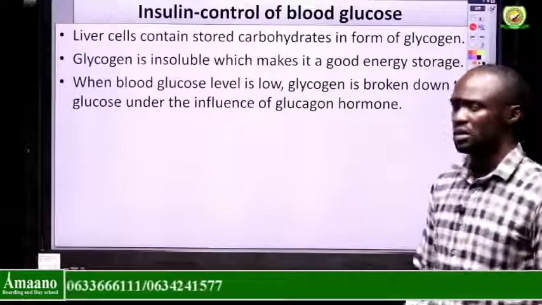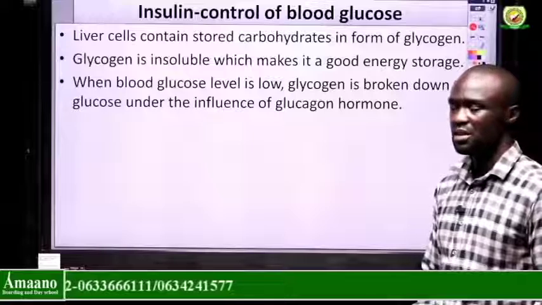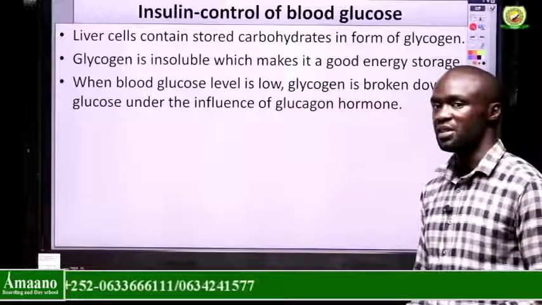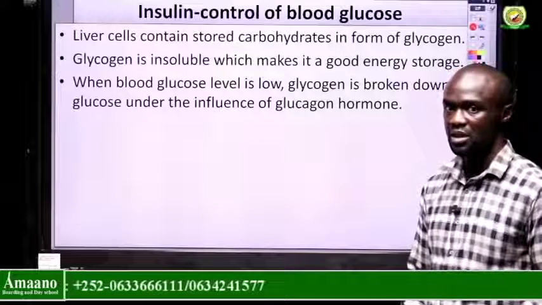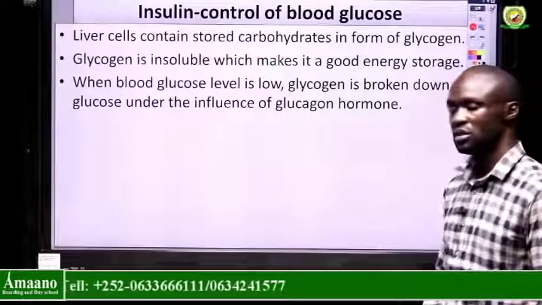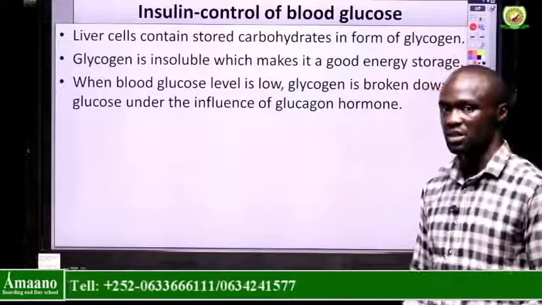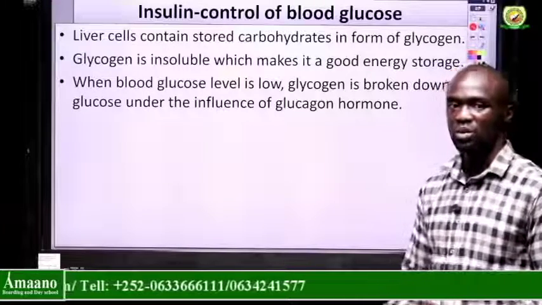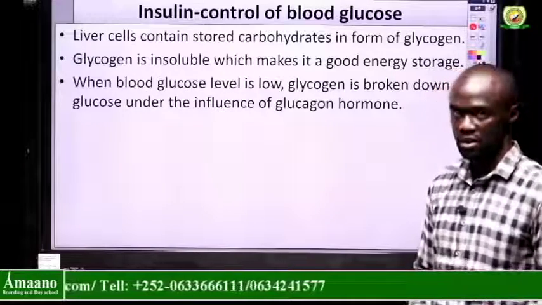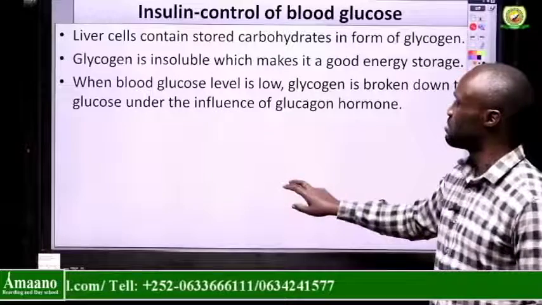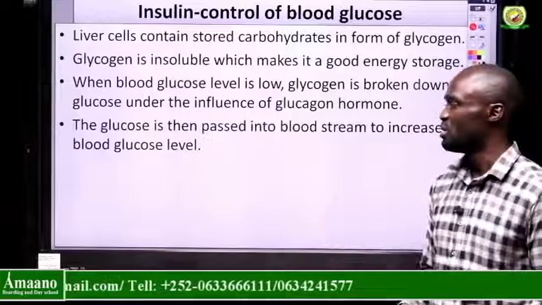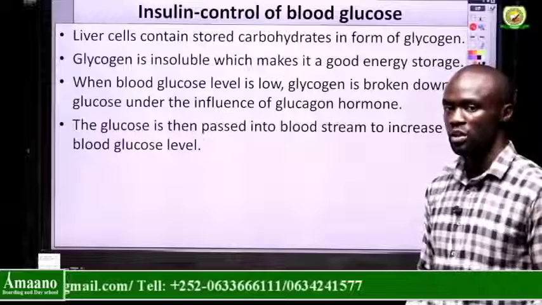So when blood glucose level is low, that means that we don't have enough glucose in our blood. What will happen is that glycogen that is stored in our liver cells will be broken down to glucose under the influence of glucagon hormone. And then that glucose that is formed will dissolve in blood and raise the level of blood sugar to the normal level.